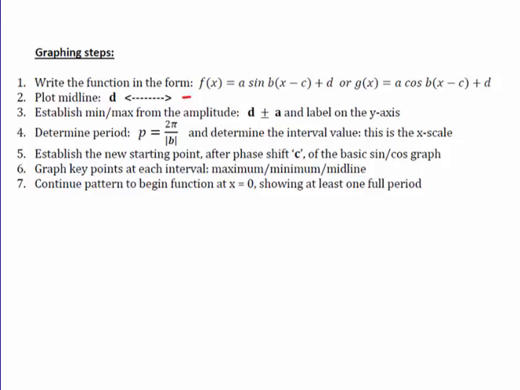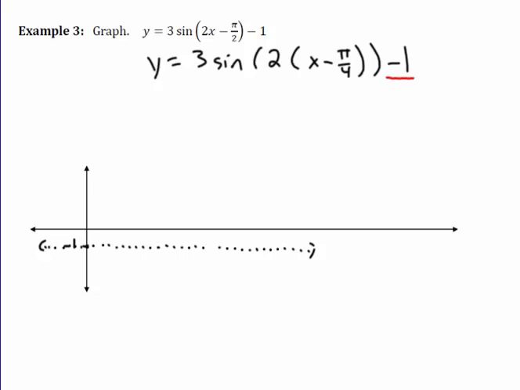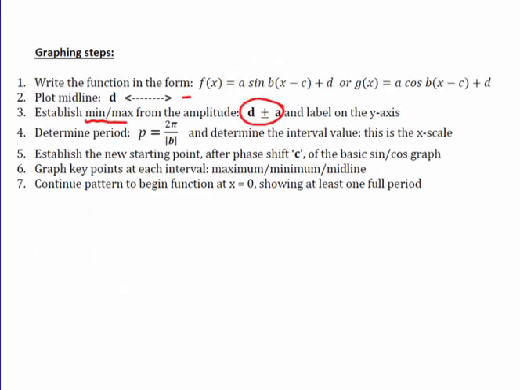Now we want to establish the maximum and minimum by taking the amplitude and adding it to the midline. Our graph is going to go up 3 units from the midline and down 3 units from the midline. So if our midline's at -1, if we go up 3 units, our maximum on this graph will be 2, and the minimum, 3 down from -1, gets us down at -4. Now we have the maximum and the minimum of this function.